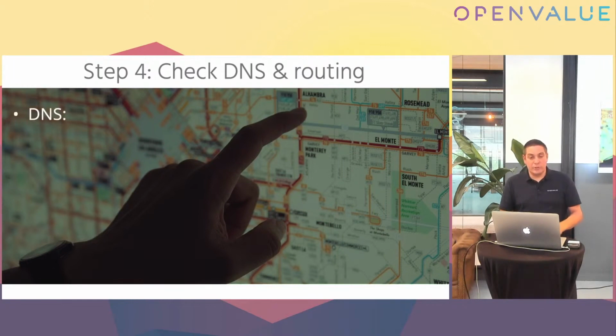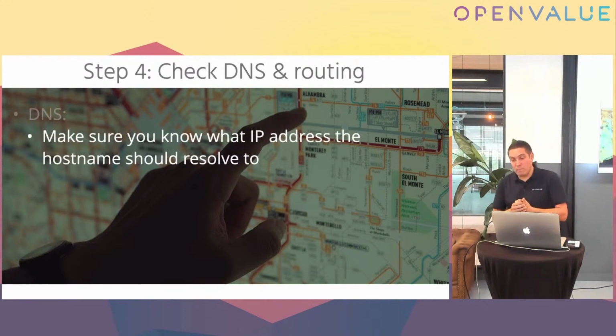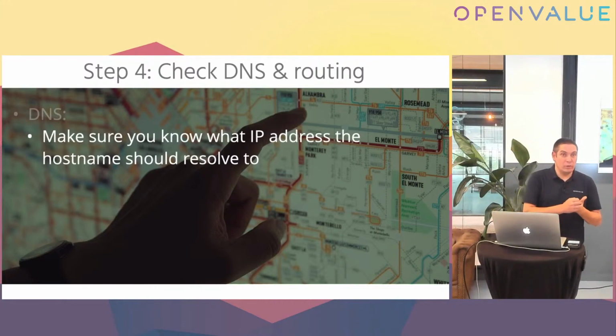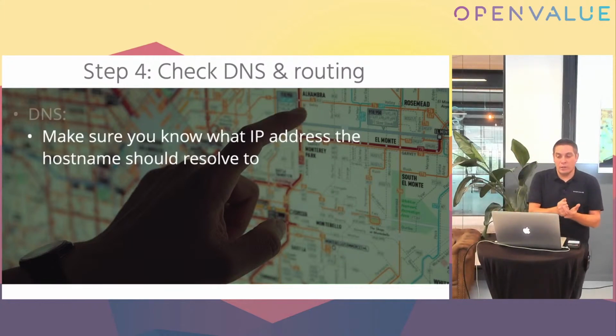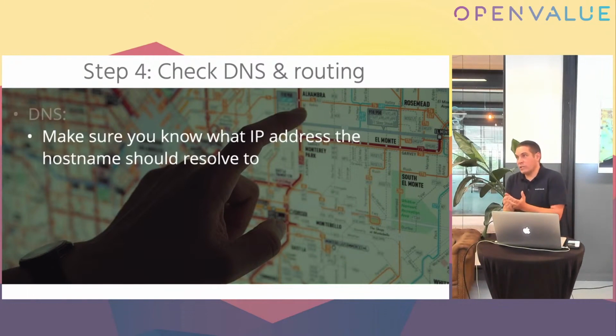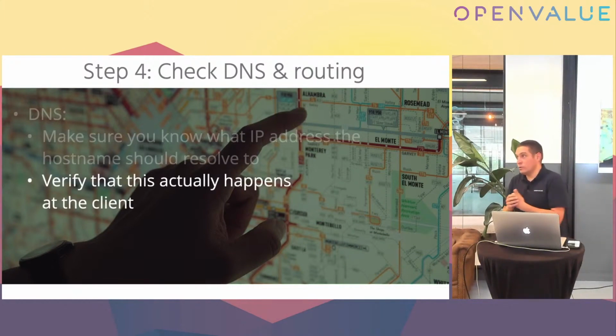So first step is we start inspecting DNS. Make sure you know what IP address the host name you're trying to connect to resolves to. Because it might be that you have some local DNS configured. You have something configured in your EC2 hosts. There might be a DNS cache involved. Could be all valid reasons why you're not actually connecting to the right IP. And also verify that the IP address you should connect to is actually happening at the client.